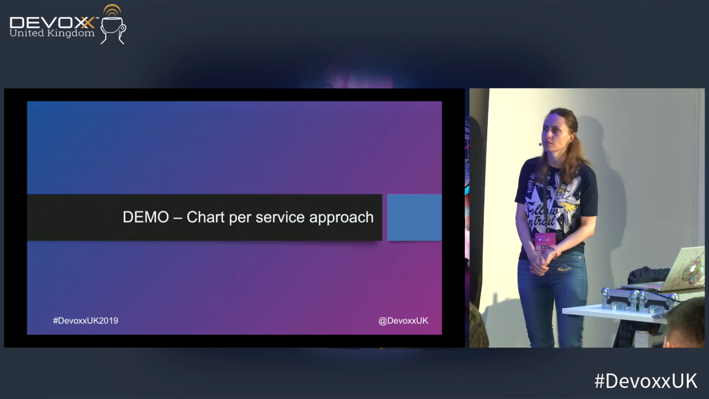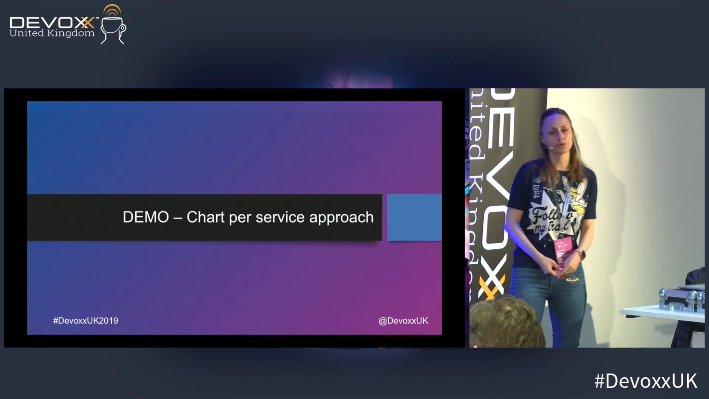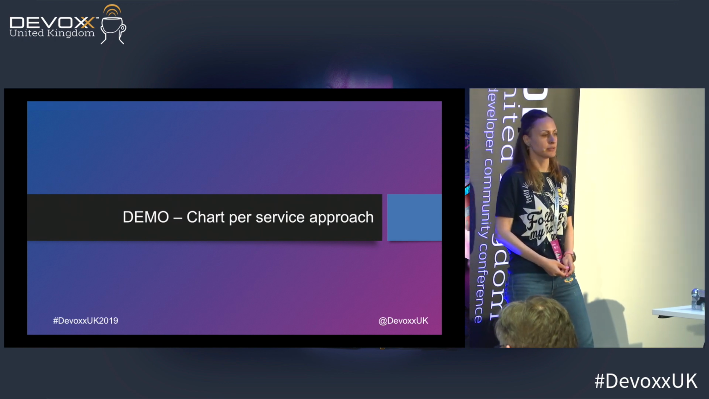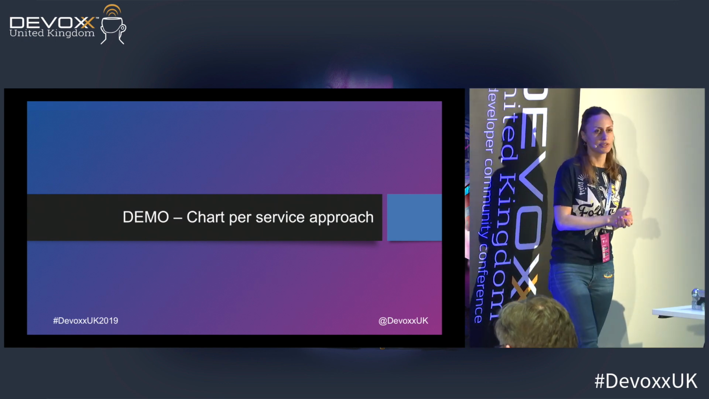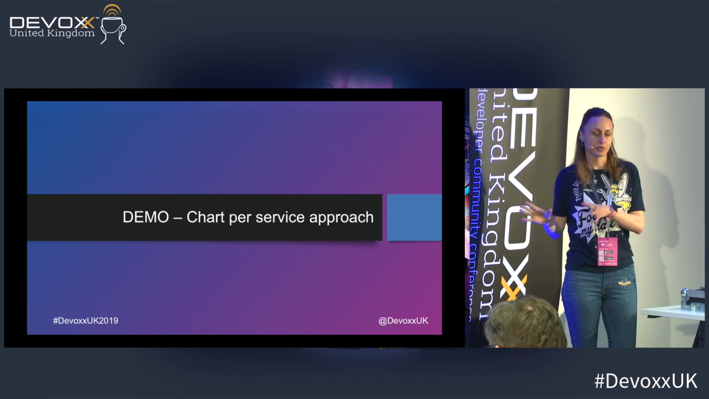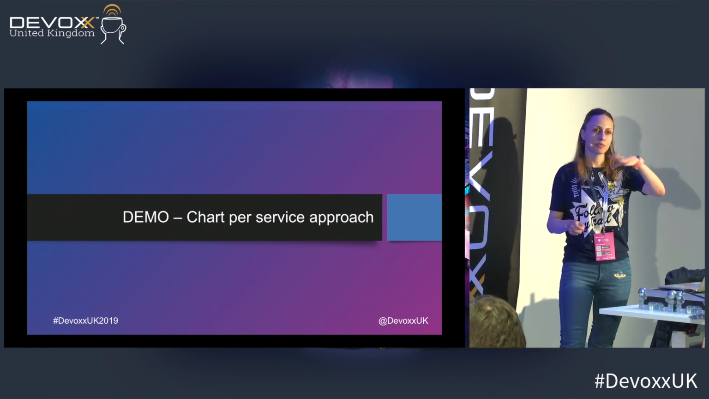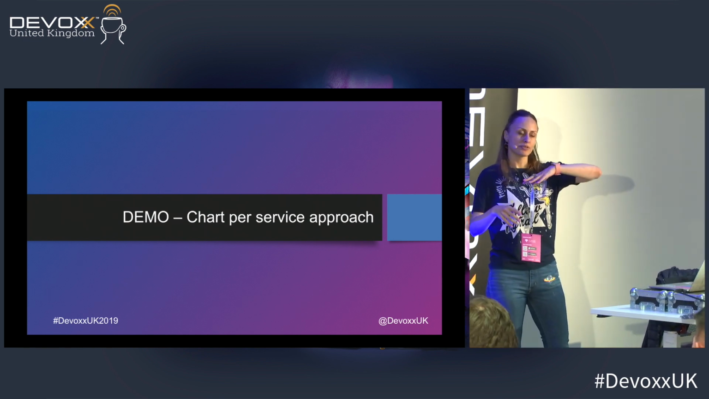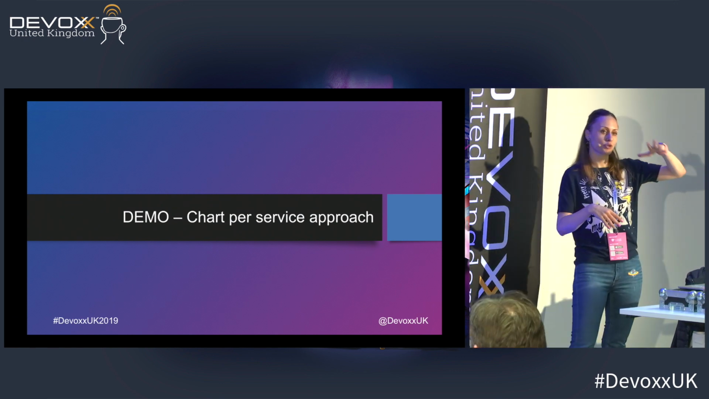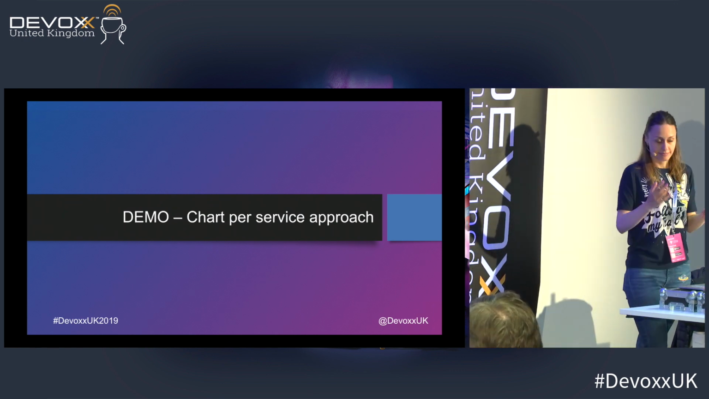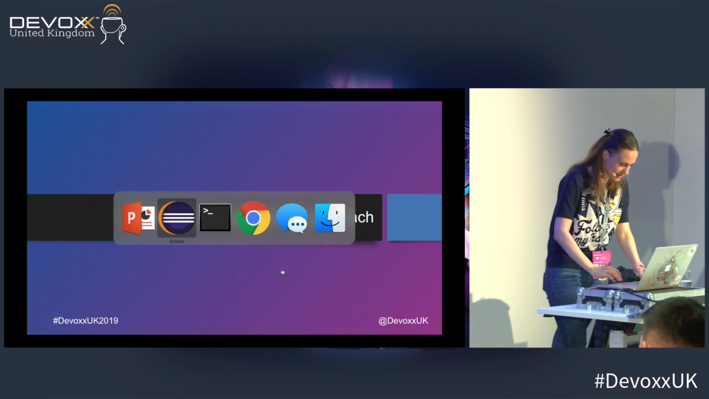When working with Helm, there are several approaches. So the first approach is the chart per service approach. The chart per service approach is actually the chart per microservice approach. So you create a chart per your microservice. So you have multiple microservices, each of those has their own chart. And let's go and work a bit on this one.